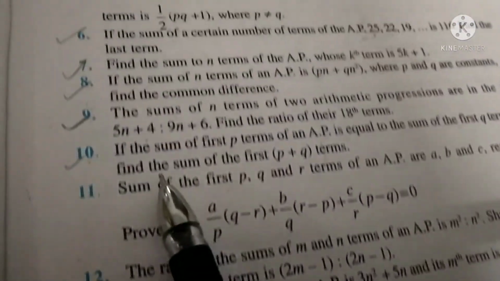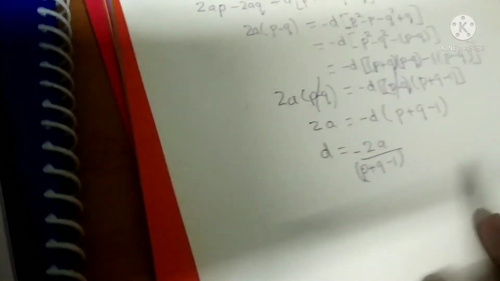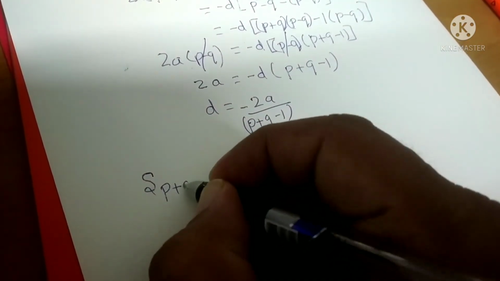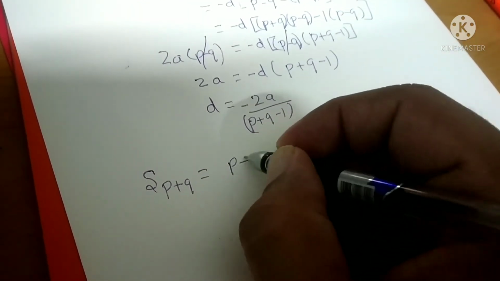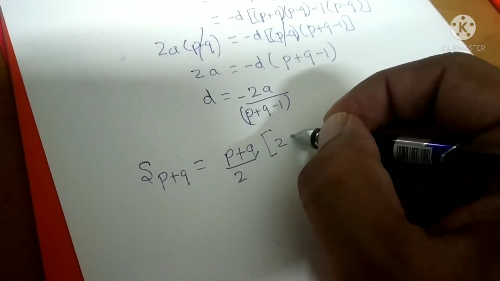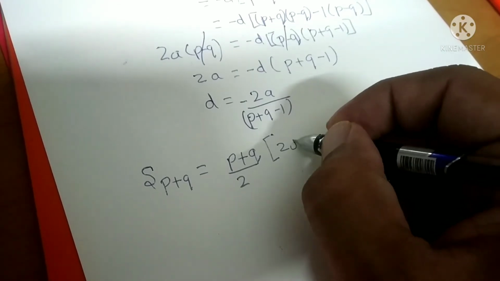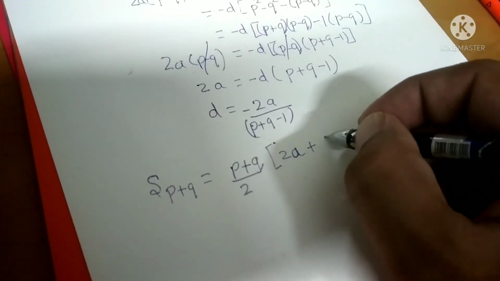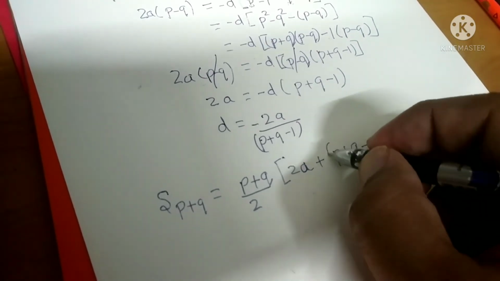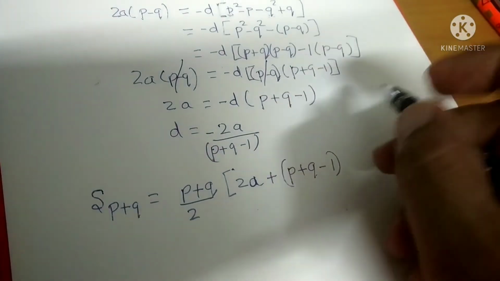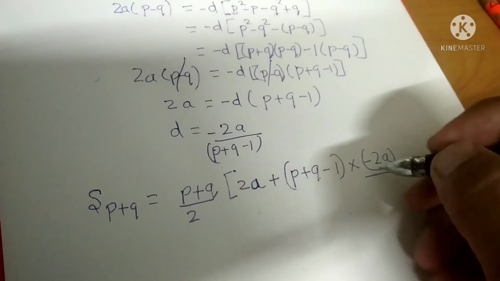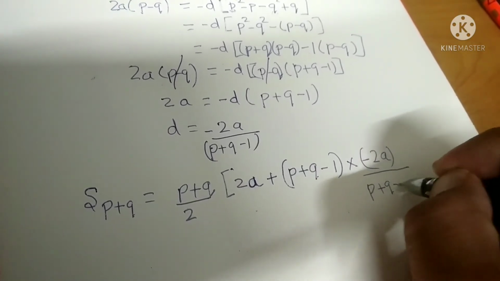So we have to find out sum of the first p plus q terms. So p plus q term का सम कितना हो जाएगा? So sum of the p plus q terms is equal to n by 2. n by 2 कितना हो जाएगा? p plus q terms है तो n by 2 ये हो जाएगा. n by 2 into 2 into a. a is how much? 2a. तो a का a रह जाएगा. 2a plus n minus 1. n minus 1 मतलब p plus q minus 1. n minus 1 whole into d. So d is how much? Minus 2a divided by p plus q minus 1.